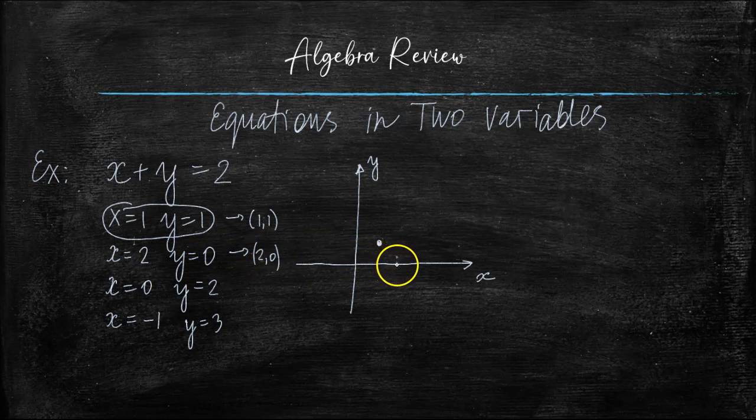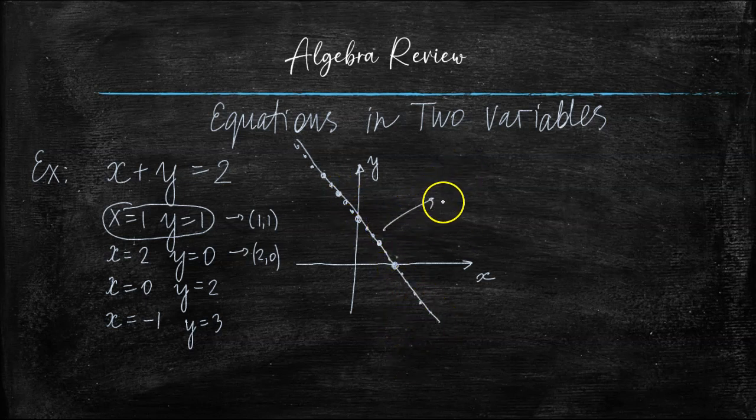This is your (2, 0). This is your (0, 2). This is your (-1, 3). Is that it? No. If you continue figuring out the solutions, each one of them will correspond to a point. If you keep plotting these points, and if you keep doing it until you get tired, what are you going to see? Well, all these dots will form a line.